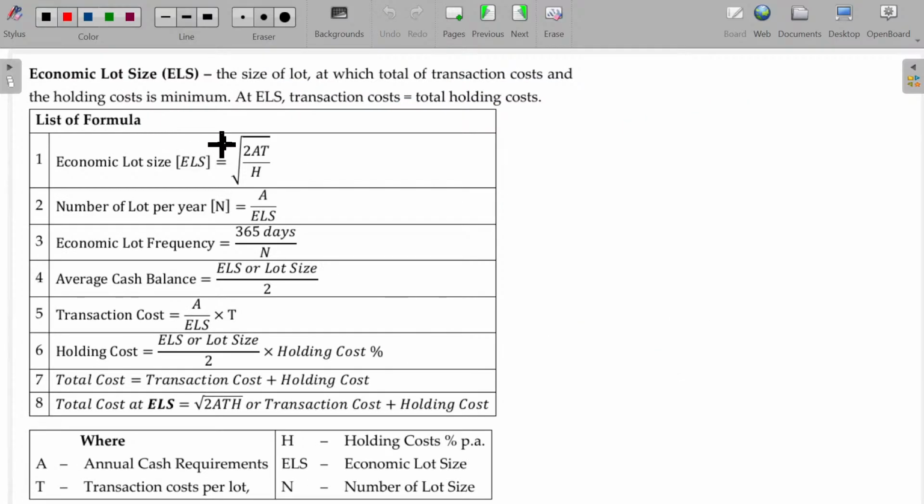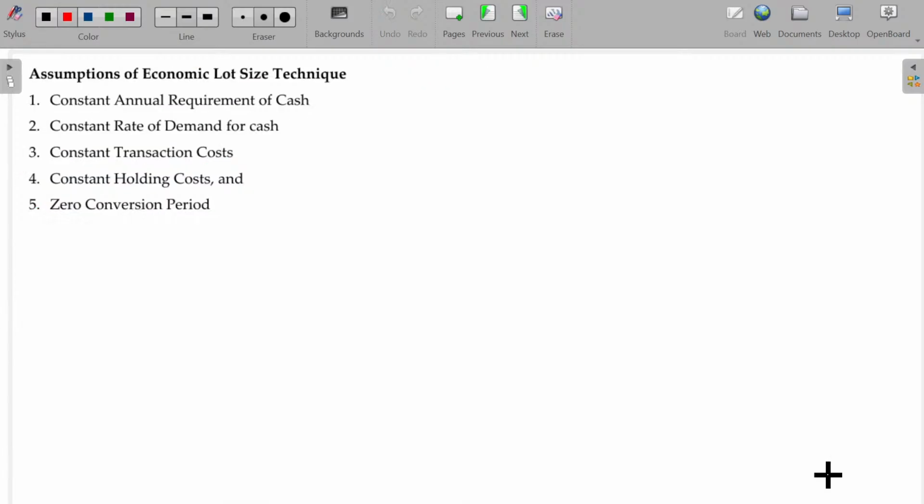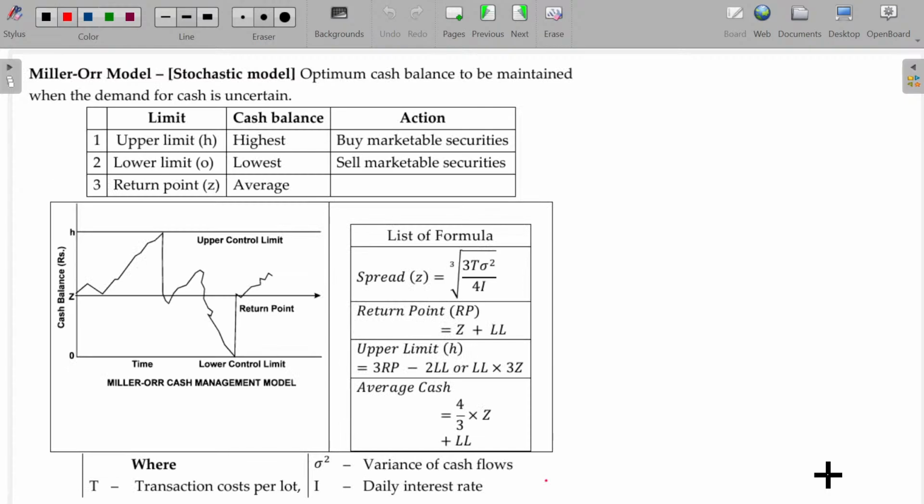So all the formulas are similar to what? EOQ. Economic lot size, number of lots, frequency, average cash balance, transaction cost, holding cost, total cost, everything is calculated. We have already learned in EOQ. You replace that here. So assumptions also will be there. Now we'll move on to the next one.